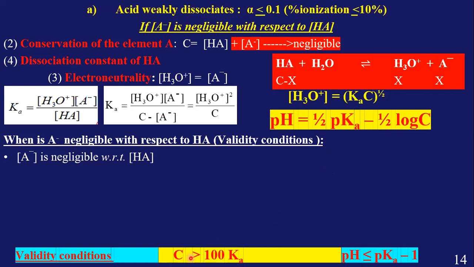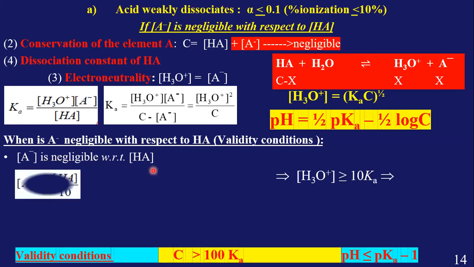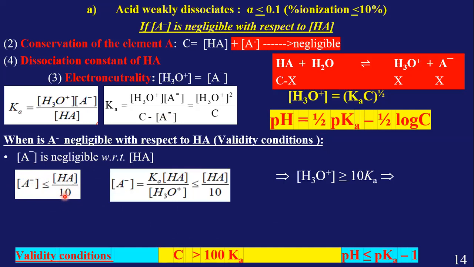Where did we get this? Let's see. We're saying A minus is negligible relative to HA. What does that mean? A minus negligible means that its concentration is less than or equal to HA divided by 10, or 1/10 of HA. Again, that's the idea of negligibility. When is something negligible relative to another? When it's 1/10 of it.